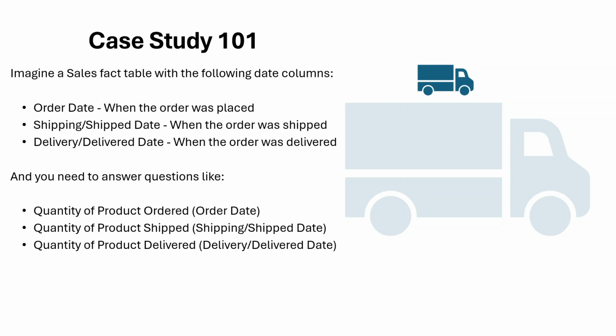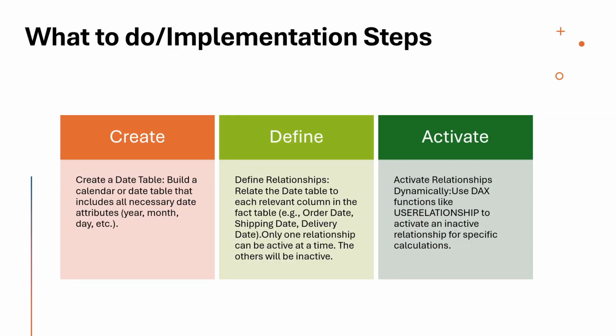Now, as a Power BI developer, you are tasked to answer three important questions. Number one, you want to know the quantity of product ordered. You want to know the quantity of product shipped, and you also want to know the quantity of product delivered. So how this connects is that when you want to know the quantity of product ordered, you have to relate that to the order date. If you want to know the quantity of product shipped, you have to relate it to the shipping or ship date. If you want to know the quantity of product delivered, then we are relating that to the delivery date.